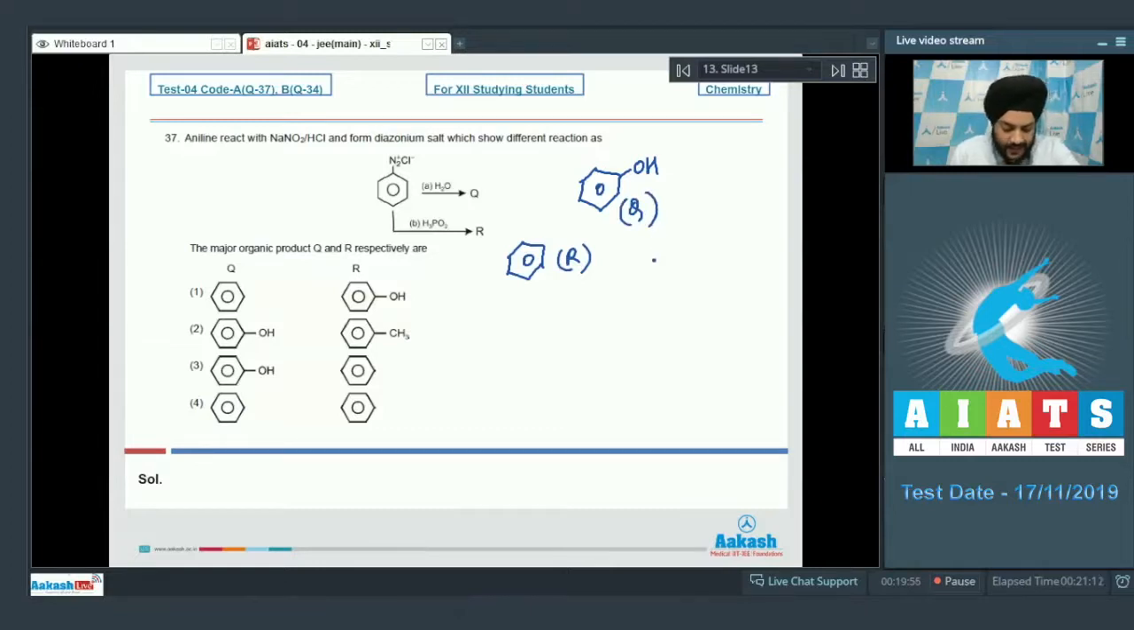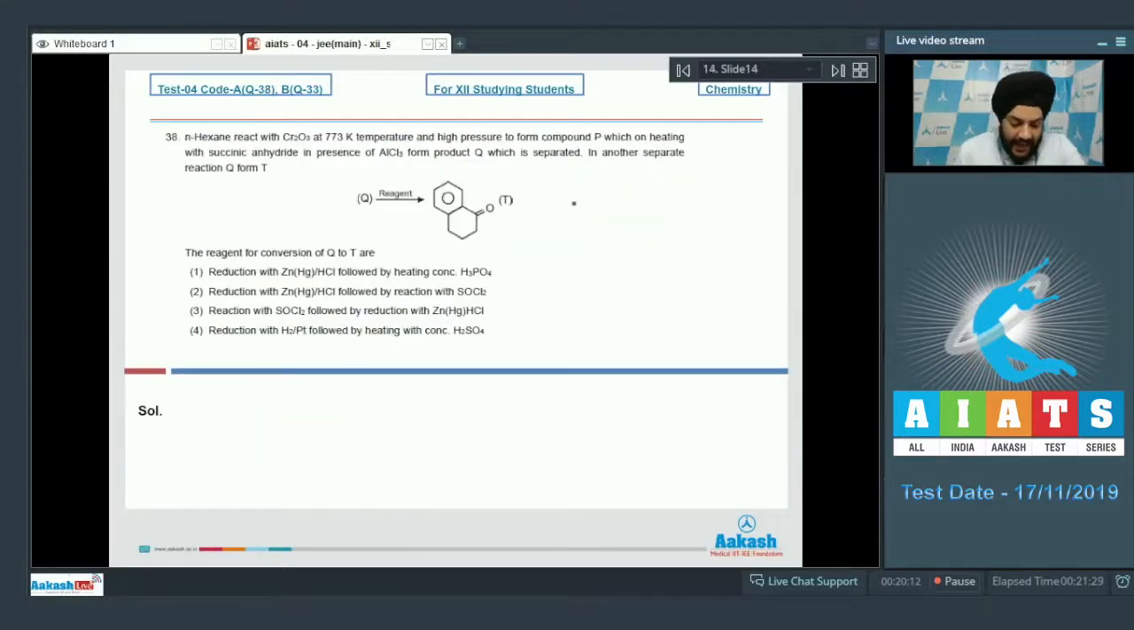And if you look at the options which are given to us, students, we can clearly see that for this question, we have to mark the correct answer as option 3. Okay. Let us look at the next question now. Question number 38. N-hexane reacts with Cr2O3 at 773 Kelvin and at high pressure to form a compound P. So if we talk about the compound P, students, it has to be benzene.